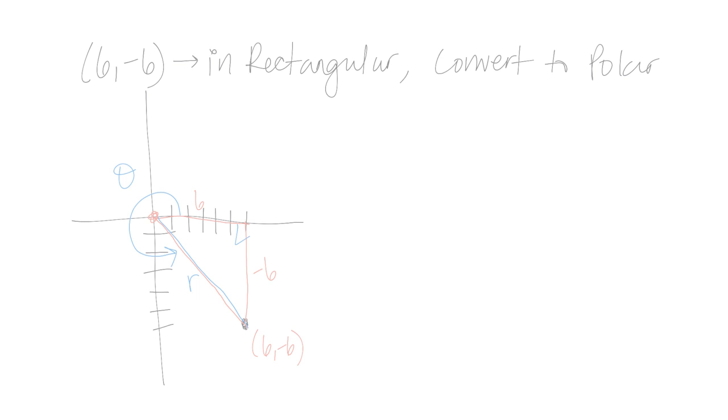All right, I have a right triangle. So we know we can find the hypotenuse of any right triangle by using the Pythagorean theorem. So that means that r is going to equal the square root of 6 squared plus negative 6 squared, which means r is going to equal the square root of 36 plus 36, or the square root of 72, which can be simplified to 6 root 2 because 72 can be broken into 36 times 2. So that's my r value. That was pretty easy to do just by making a triangle.